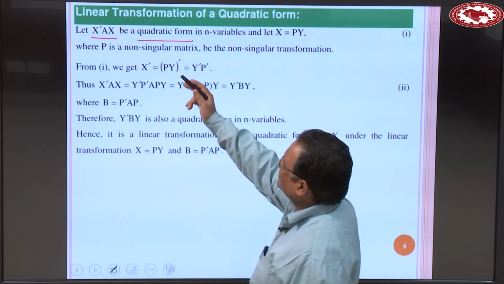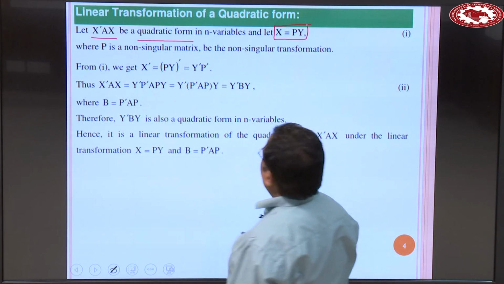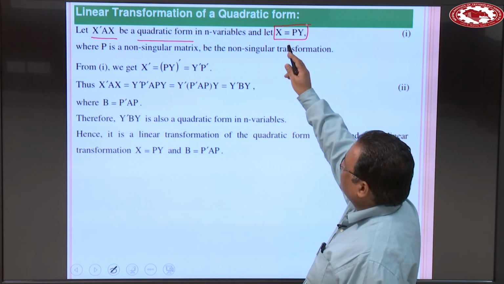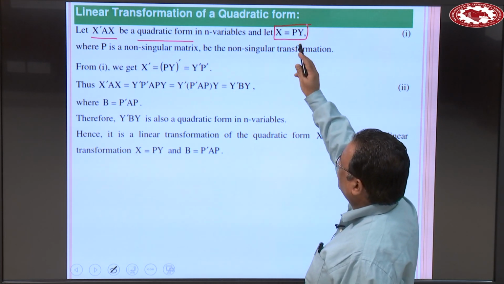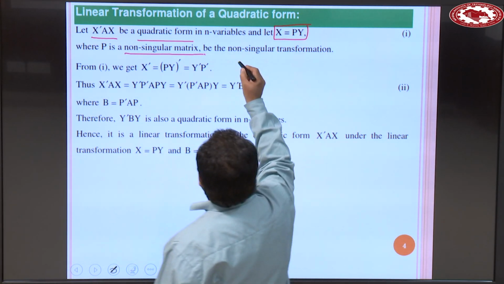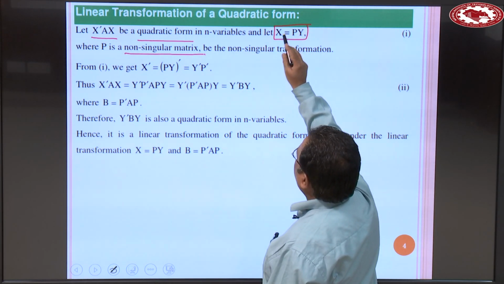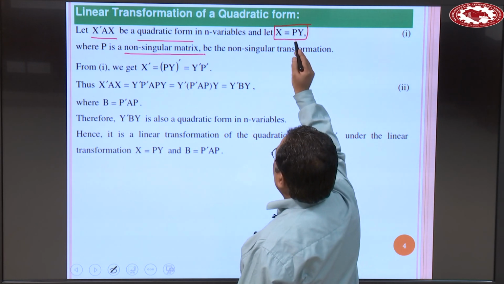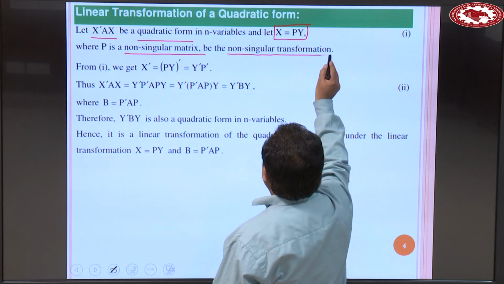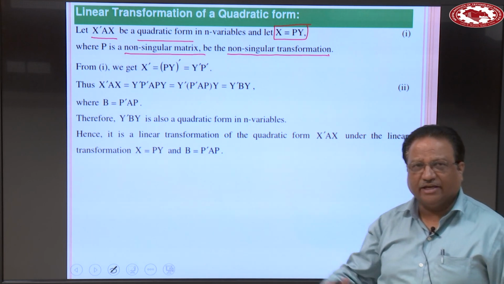So x'Ax be a quadratic form in n variables, and let x equal to Py. So this P is a non-singular matrix, and due to this reason, when P is applied over Y, we obtain X. This means P is a transformation, which is a non-singular matrix. So this one is a non-singular transformation which transforms Y into X.